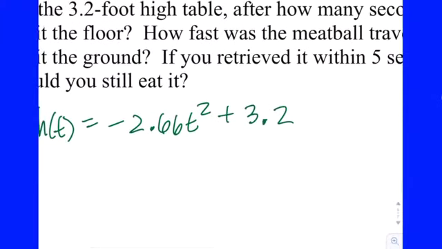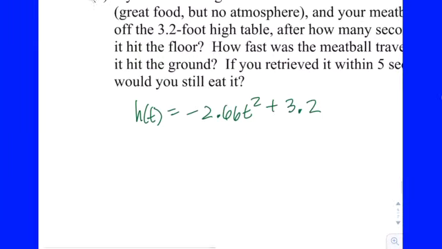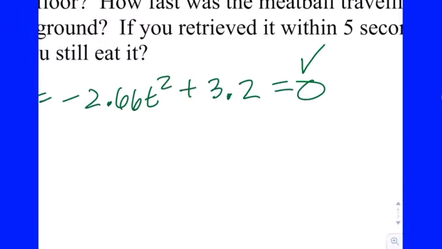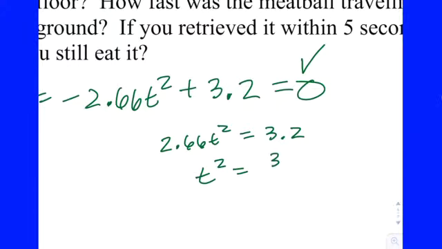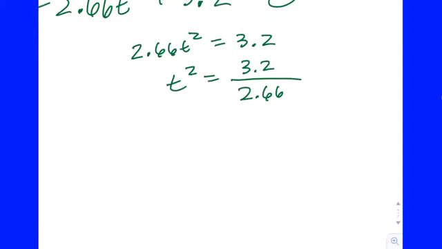Yeah. 3.2 feet. So then we set it equal to 0. So we created the equation, and then we showed what we're solving. All right, so let's solve that. So that's going to be positive 2.66t squared equals 3.2. And to solve for t squared then, we'll divide 3.2 by 2.66, and we take the square root of that. Remember, we always consider plus or minus.